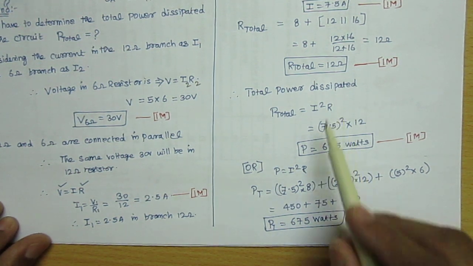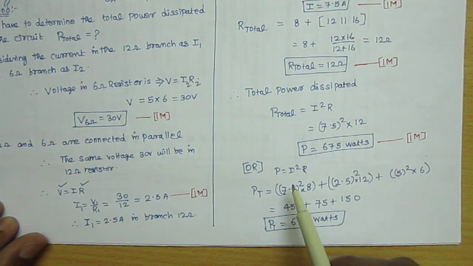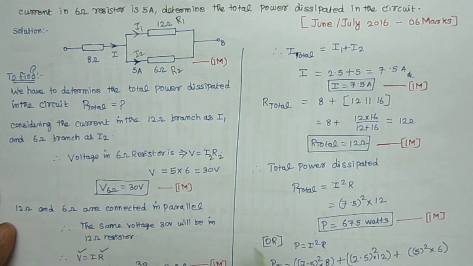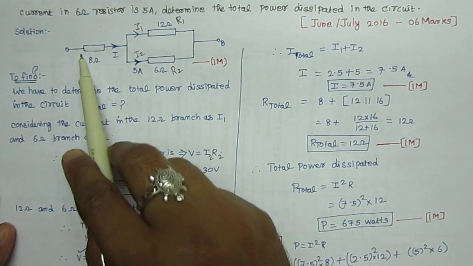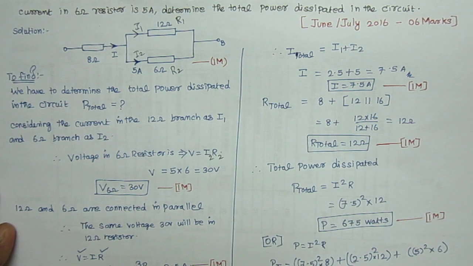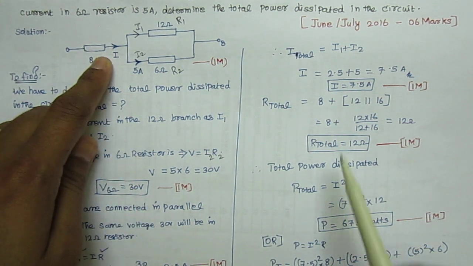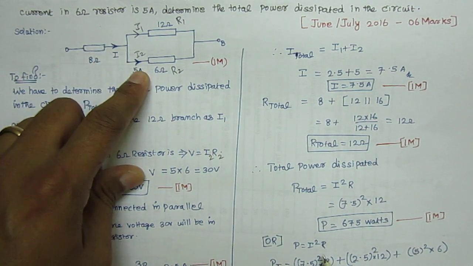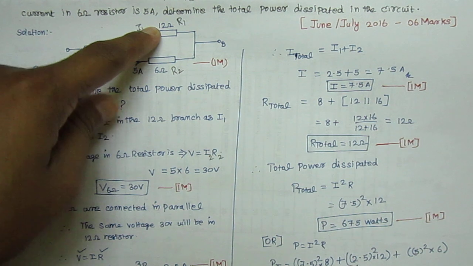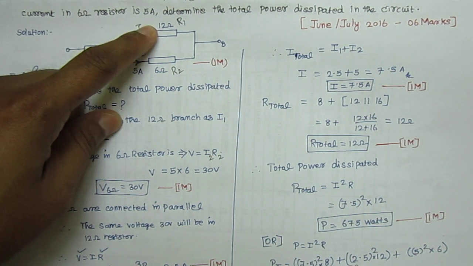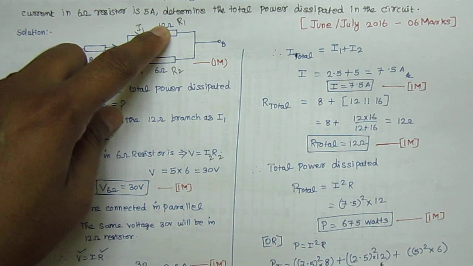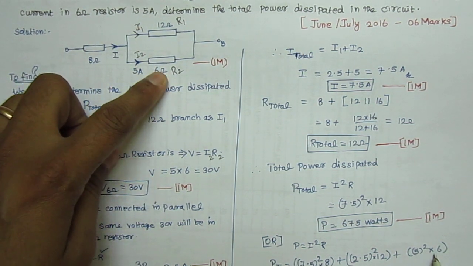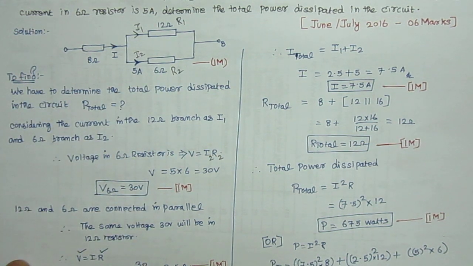And one more method is there. Here we found the total resistance, and we know all the branch currents and branch resistances. So instead of that, you can use I square R for all branches. First, for this branch we know the total current is 7.5, so 7.5 square into 8, plus, for this branch the current I1 is 2.5, so 2.5 square into the resistor value 12, and then I2 square, that is 5 square into the resistor value 6. If you substitute and add this, you will get 675 watts.